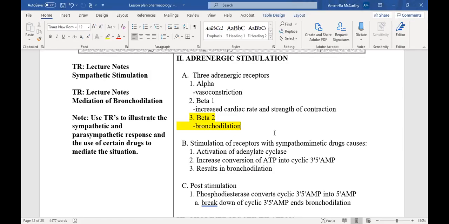Beta 2 causes bronchodilation. And 99.999% of the people that come to you need bronchodilation, right? They're coming to you for respiratory because their lungs need to be opened up. Not only does it help you breathe better, but it helps you clear mucus and secretions. Secretions can't come up if the bronchioles are all closed up. We've got to open them up so they can cough that stuff up. So beta 2 is the key. So these are the 3 receptors. Alpha causes vasoconstriction. Beta 1 drugs will cause increased heart rate and strength, and beta 2 will cause bronchodilation.